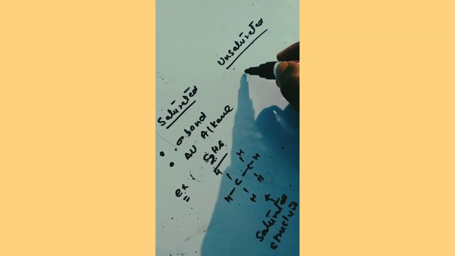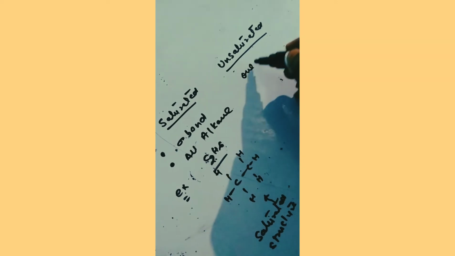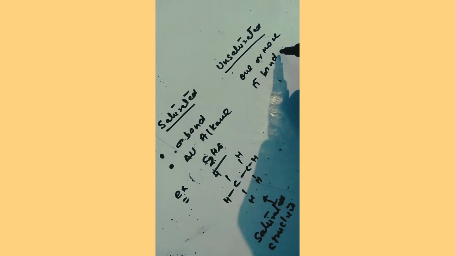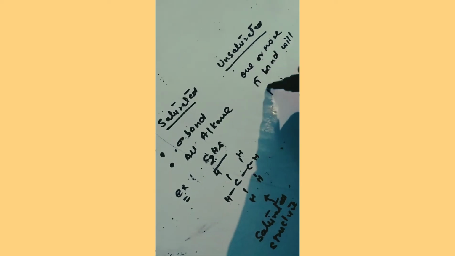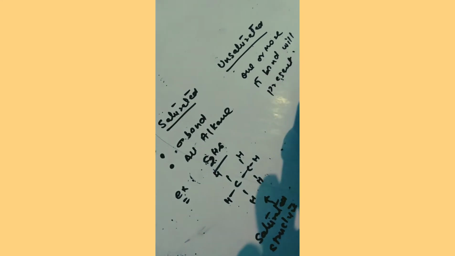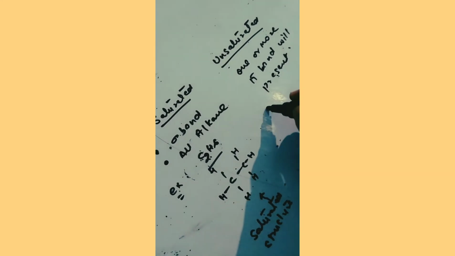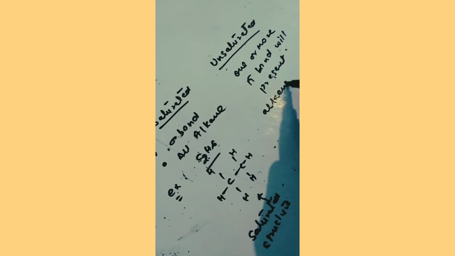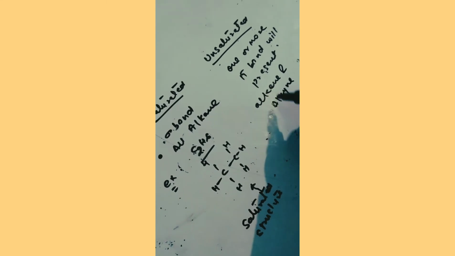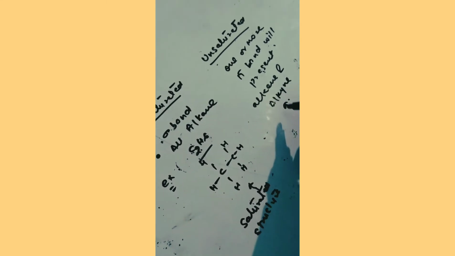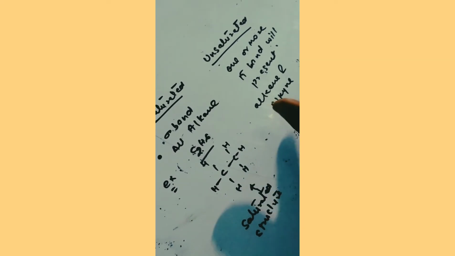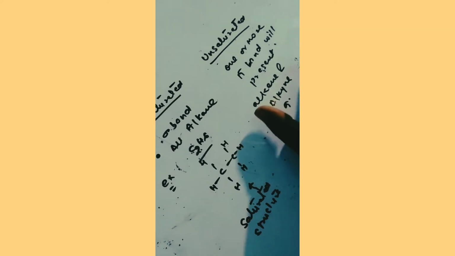Unsaturated, in this one or more pi bonds will be present. So in unsaturated, one or more pi bonds will be present. The next one is all alkenes and alkynes are unsaturated. Means in these alkenes and alkynes, pi bond and sigma bond are present, but pi bond is present, so that's why it is unsaturated.